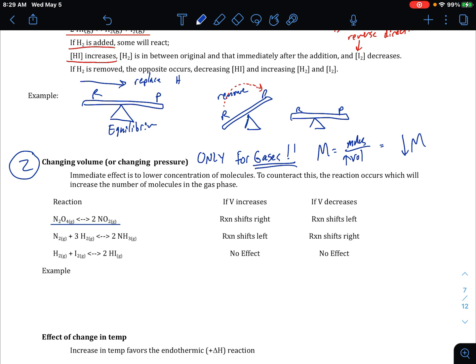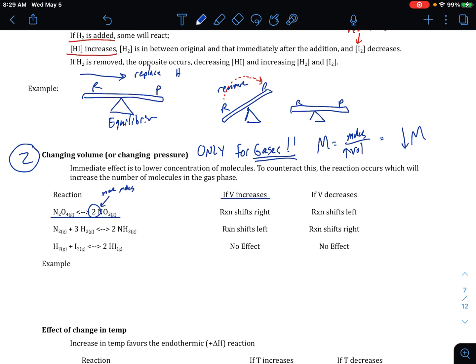N2O4 breaks down and forms 2 moles of NO2. If we increase the volume, then there's not a high enough concentration anymore to be at equilibrium. So the reaction is going to favor the side which produces more moles. Notice the coefficients here. There's more moles of product NO2 than there are of N2O4, right? There's only 1, so it's 1 versus 2. So by shifting forward and producing more moles of molecules, that fills the space better. So if we increase the volume, the reaction will shift to the right, and it's going to try to fill the extra space.